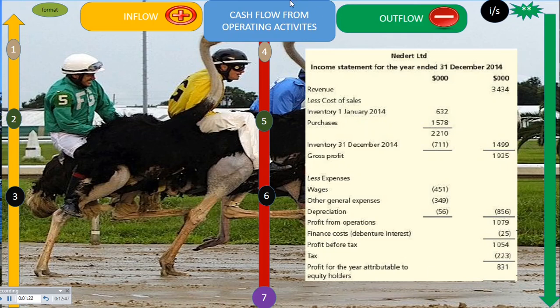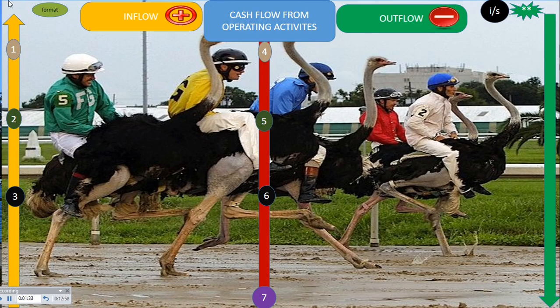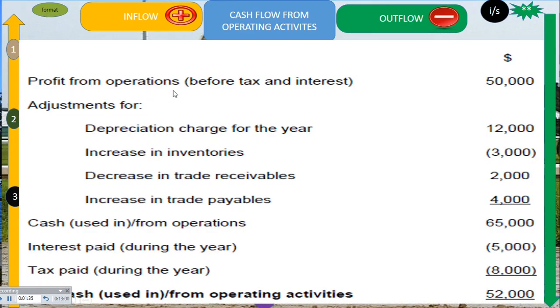Now, while making your cash flow from operation, you need to start off from profit from operation. This 1079, this point. So make sure you understand that we are starting from this point. Now, if you look at the format here, profit from operation, we start from the point that's profit before interest and taxes. Assuming it is 50,000, we write the heading adjustment for, and then you add depreciation for the year. Increase in inventories, subtract.